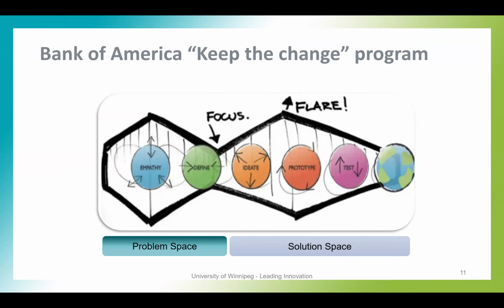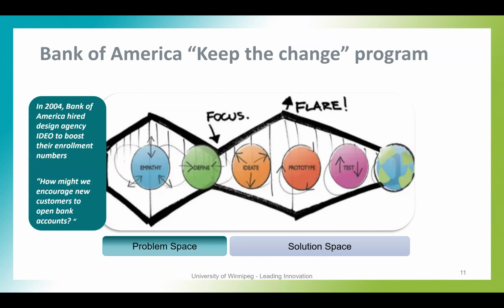Bank of America's Keep the Change program is a classic example and one of the most powerful examples of design thinking. It starts in 2004, when Bank of America hired design agency IDEO to boost their enrollment numbers. They asked the question, how might we encourage new customers to open bank accounts?